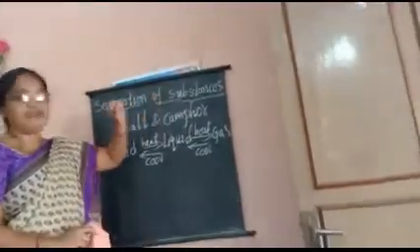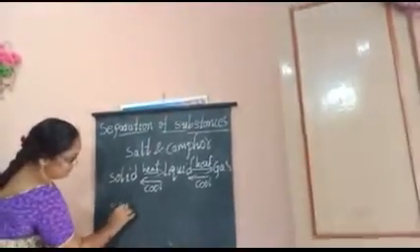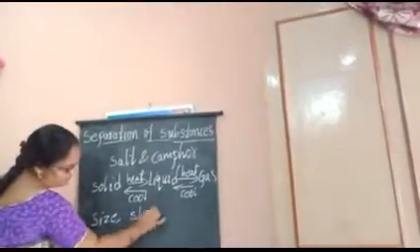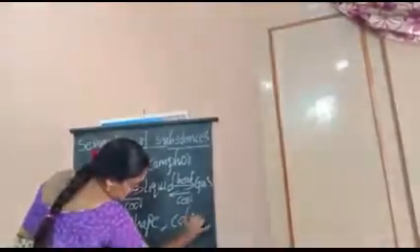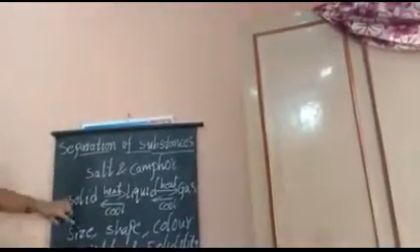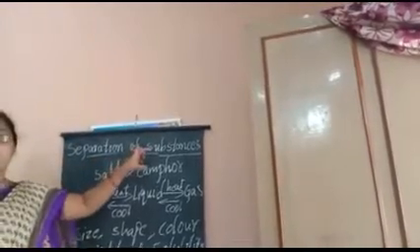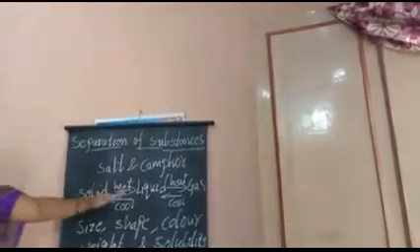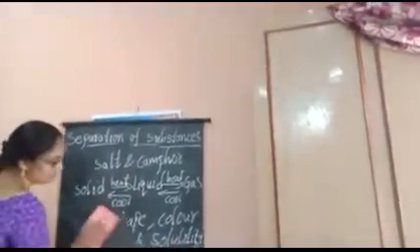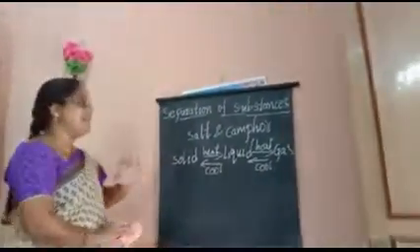If you observe the camphor and salt mixture, can we separate them by size, shape, color, weight and solubility? No, we can't separate salt and camphor by size, shape, color, weight and solubility. Which method is helpful to separate the camphor from the salt? It is sublimation.